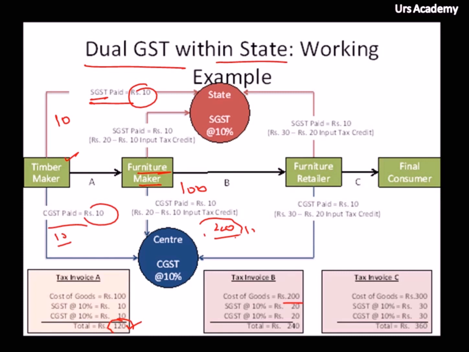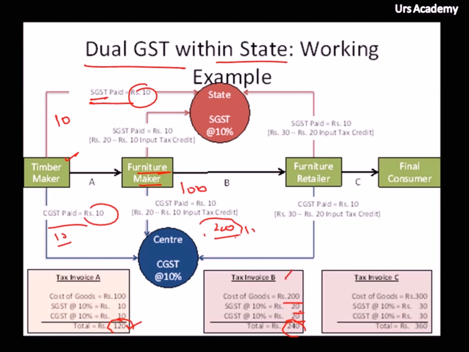So the taxes will be at the rate of 10% SGST, 10% CGST, which will be 20 rupees. So there will be 240 rupees. But again, it will be tax on tax, because the timber maker has already paid 10 rupees to the center, 10 rupees to the state. So this furniture maker should be taxed only on rupees 100.